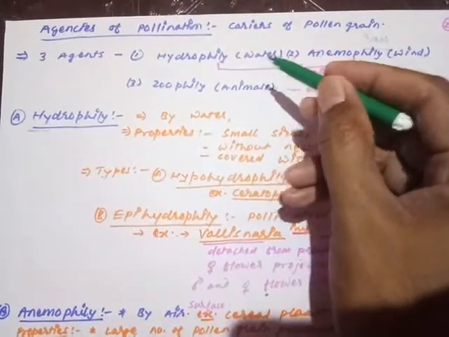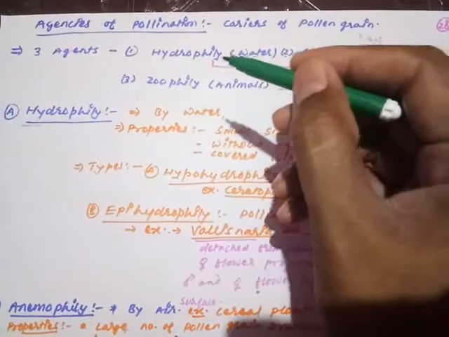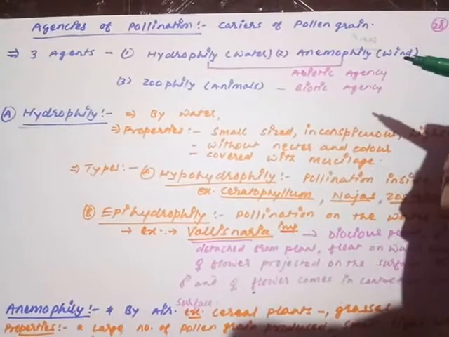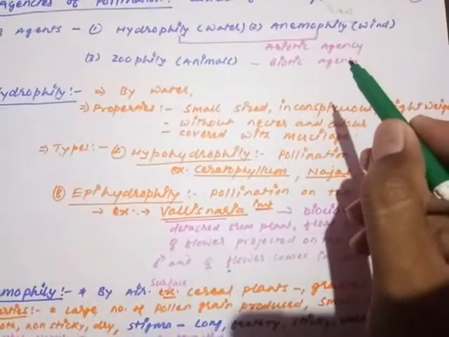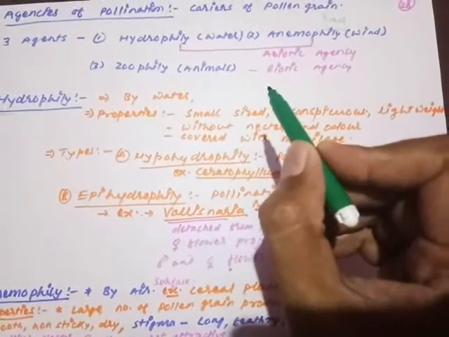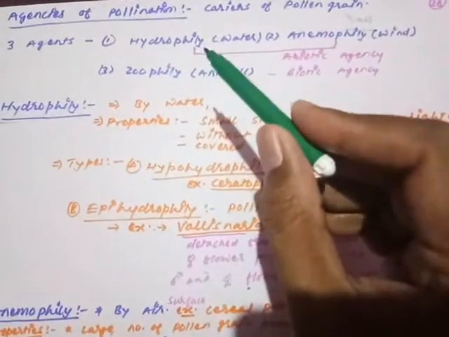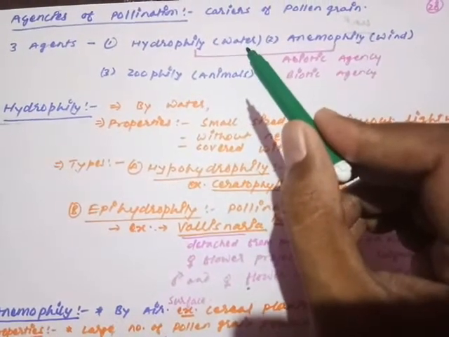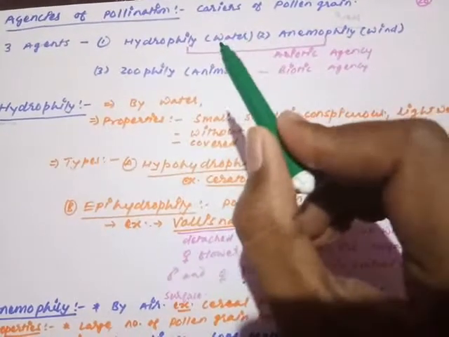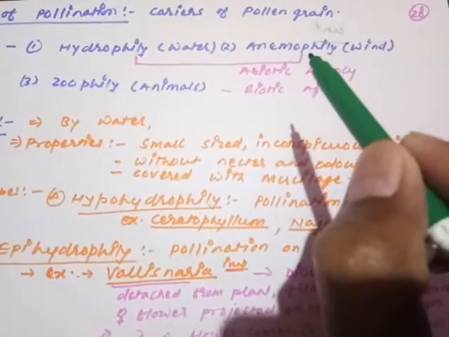Either it is water or it is wind. Whenever water works as an agency for pollination, it is called hydrophily. When wind works as an agency, it is called anemophily. And sometimes animals also work as an important means of pollination, and that is called zoophily. So three basic agencies are there: water, air, and animals. Pollination with the help of water is called hydrophily. Pollination with the help of air or wind is called anemophily.